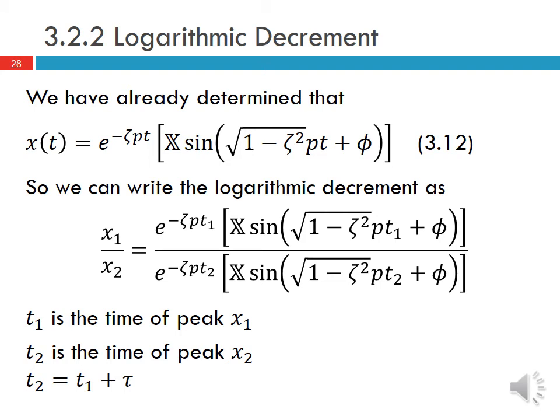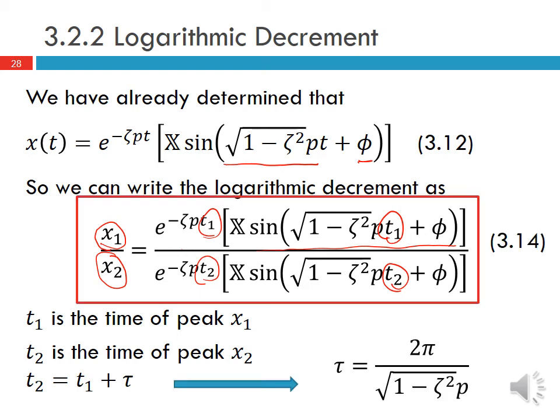So for the logarithmic decrement method approach, we can use the idea that the expression of the response is e to the minus zeta p t times sine of the frequency, square root of 1 minus zeta squared p, t plus some phase angle phi. So we can write this logarithmic decrement as we have here. So some peak, and the next peak. So we're looking at the ratio here, x1 over x2. So x1 is going to be this response at some t1, and then x2 is going to be the same response at t2. So t1 is the time of the peak x1, and t2 is the time of the peak x2, and they're one period apart, so t2 is equal to t1 plus tau. And we know that tau is equal to 2 pi over the frequency.